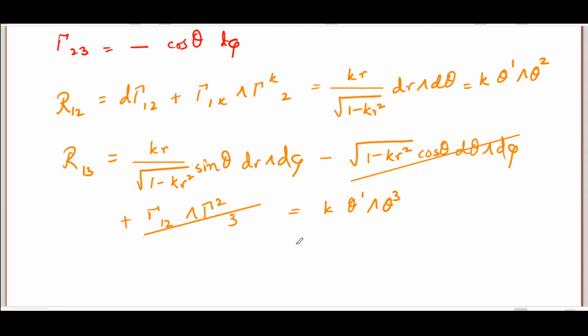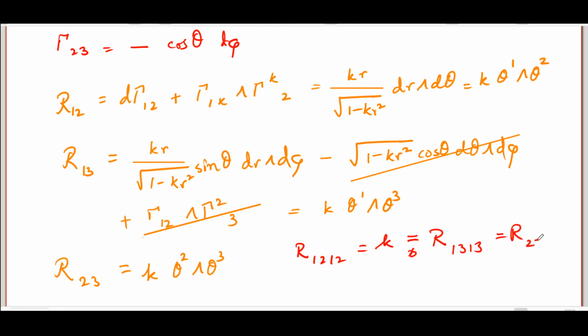Note how much simpler these expressions are also coming out to be in the rigid basis. Finally, curly R23, and there are no prizes for guessing what this is going to be. This will also turn out to be k theta 2 wedge theta 3, as you can easily verify. So this is our complete calculation of the curvature 2-forms. And by looking at these terms, you can immediately read off that, for example, R1212 is k, R1313 is also k, and so is R2323. These are the only independent components of the curvature tensor in this particular basis.